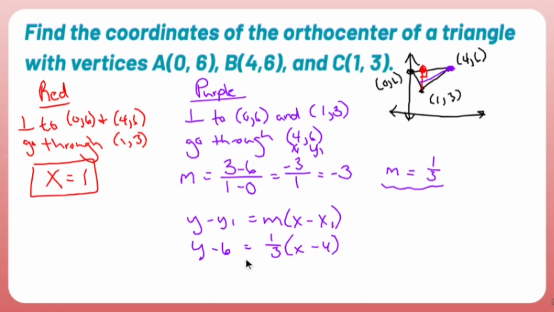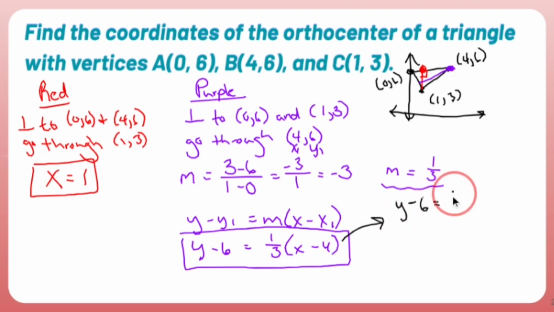Now, before you're all like, all right, well, let's distribute and add 6, no need. This is an equation, and that's good enough for me. What I'm doing is solving a system of equations where my 2 equations are this one boxed in here and this one boxed in here. My x value is already solved for, so life is not that bad right now. I can rewrite this equation and simply substitute 1 for x. So y minus 6 equals 1/3 times 1 minus 4.